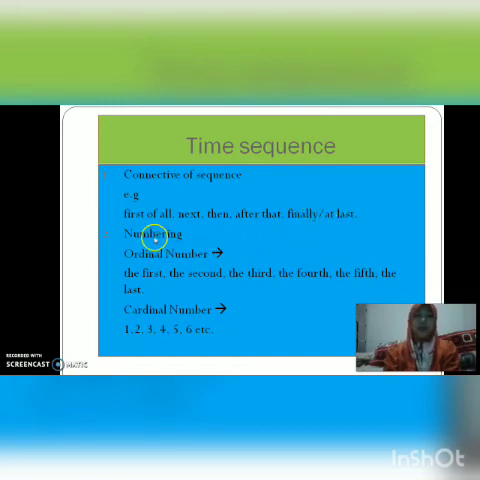And the next time sequence is numbering. There are two kinds of numbering. The first one is ordinal and the next one is cardinal. The examples of ordinal numbers are the first, the second, the third, the fourth, the fifth, the last, and so forth. And if you use cardinal numbers, you can say 1, 2, 3, 4, 5, 6, etc.